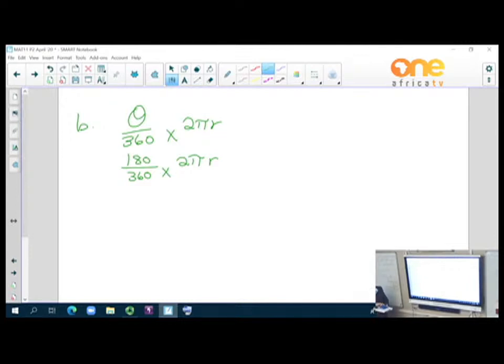So what is the answer that we get? 31.4159. Yeah. It will give us 31.4159, and we round off to 31.4. 3 significant figures. 3 significant figures. Right, I want you now to try number C and D. Let's try number C and D, using the formula all the time.